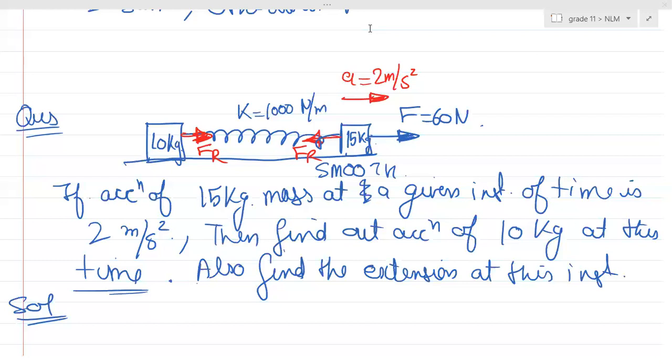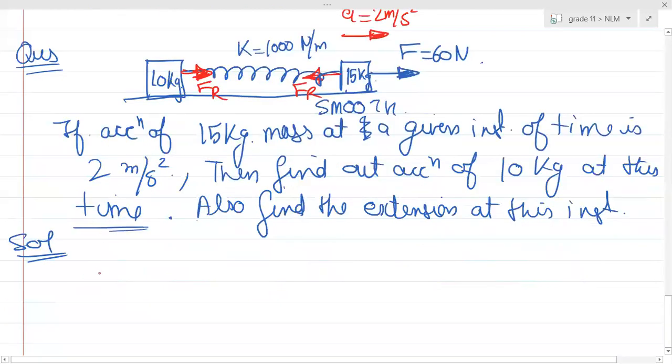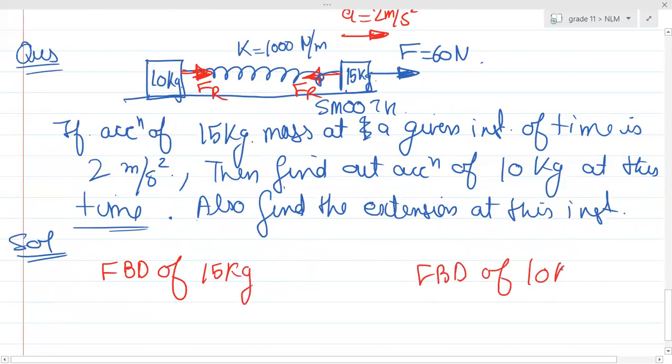Hello guys, done? Guys, are you done? Not yet. What did you do first? The only thing which we do in this chapter is to draw the free body diagram. Free body diagram of 15 kg, free body diagram of 10 kg.